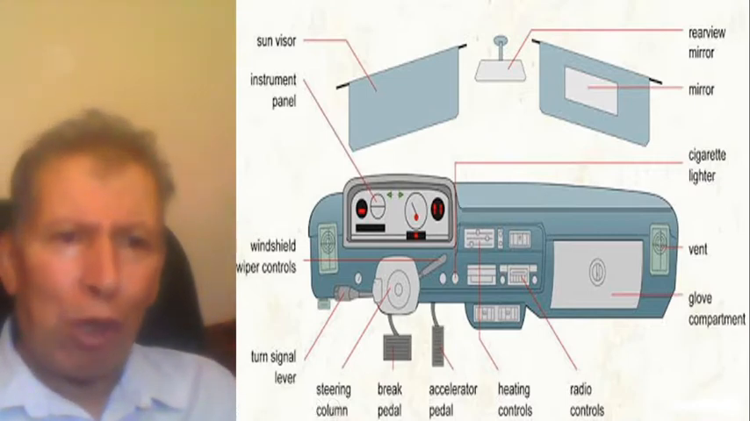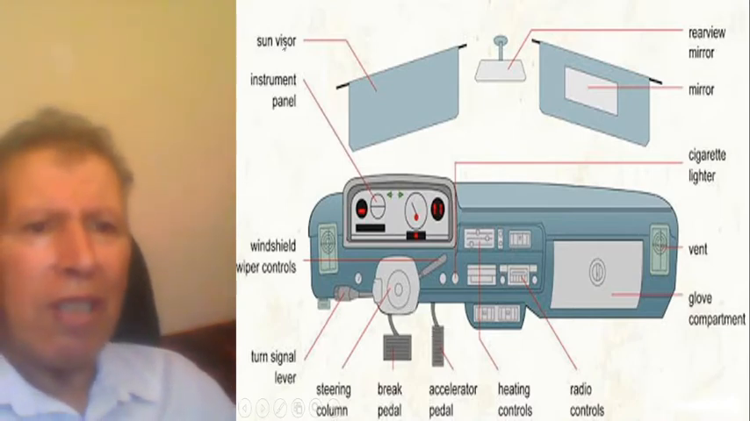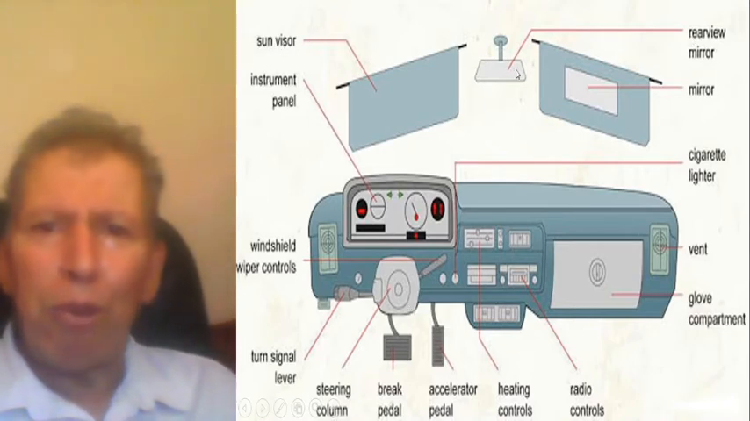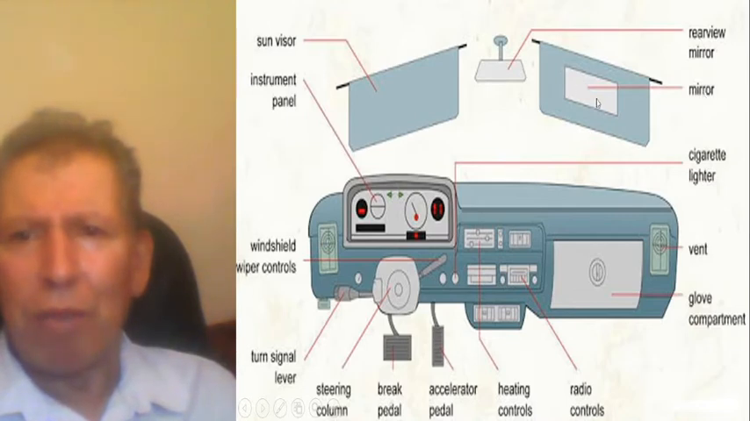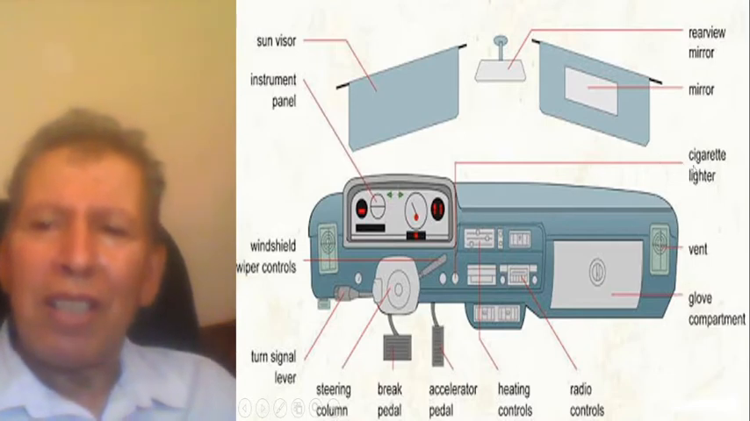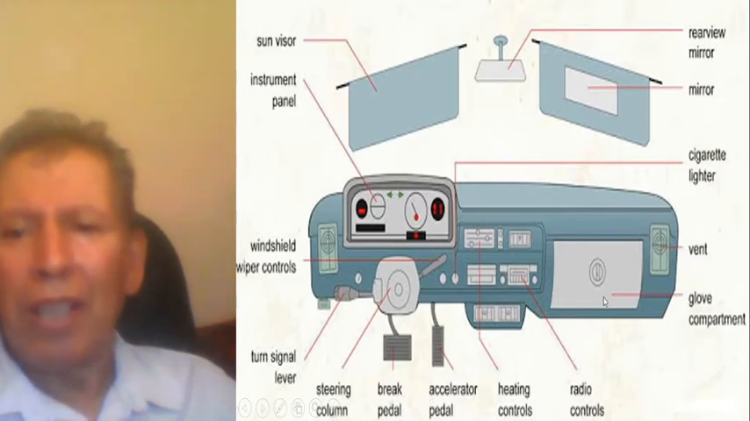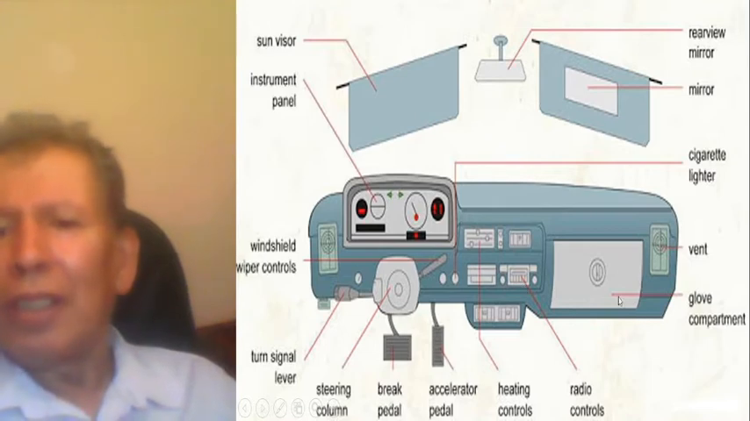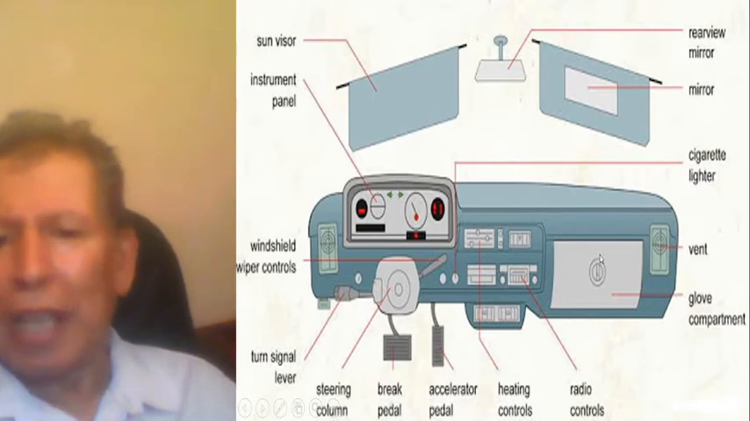This is the dashboard. Dashboard. Le tableau de bord, ça s'appelle dashboard. Sun visor, rear view mirror. This is another visor, sun visor with a mirror for your passenger. A cigarette lighter. The vent, c'est-à-dire l'ouverture pour air. Glove compartment, la boîte à gants. It's a place where you could put things.